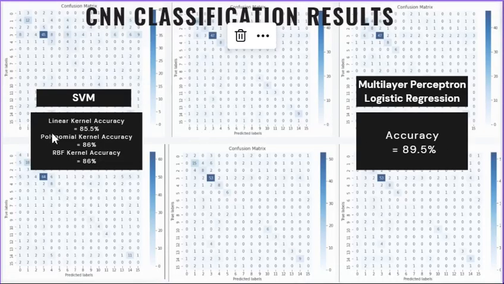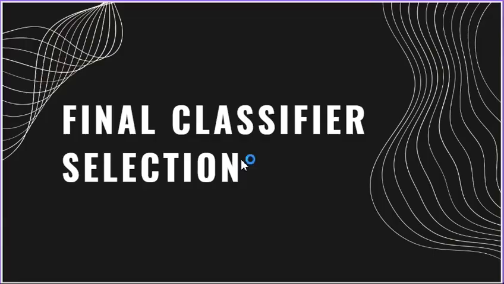Now, these are the classification results. For SVM, the RBF kernel has a maximum accuracy of 86%, and for logistic regression, or multilayer perceptron with only one output layer, which is the same as logistic regression, we have achieved an accuracy of 89.5%. We received this accuracy for 17 distinct classes of faces when we had only 1777 face images.